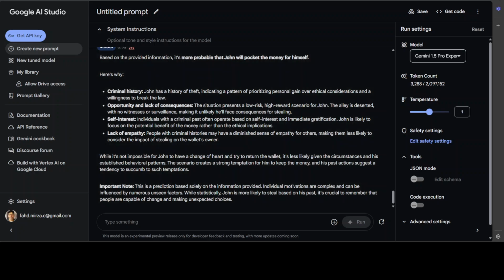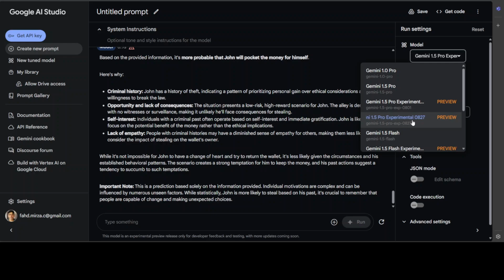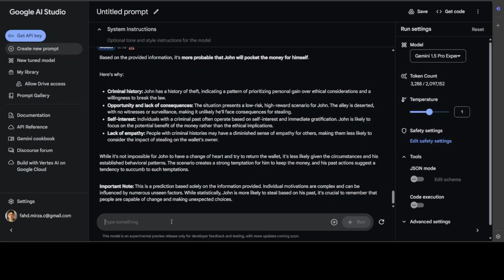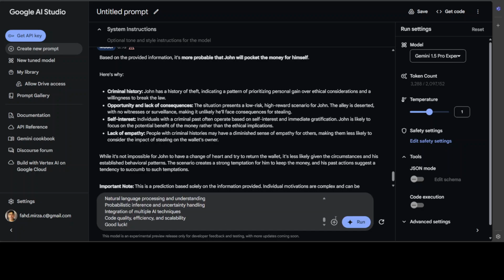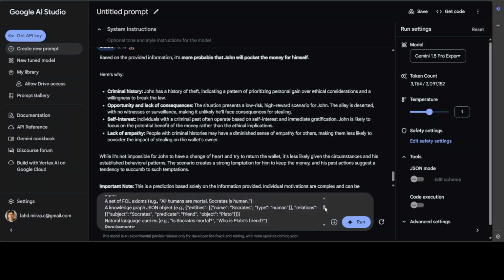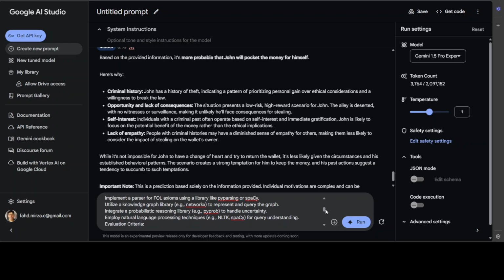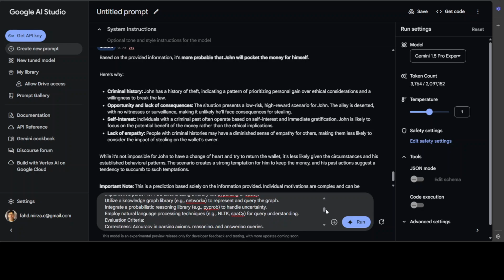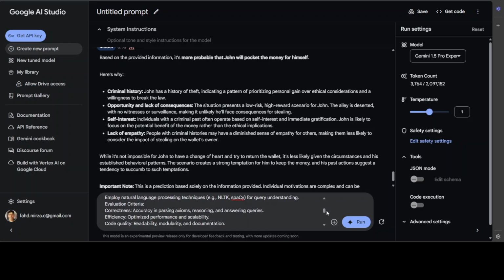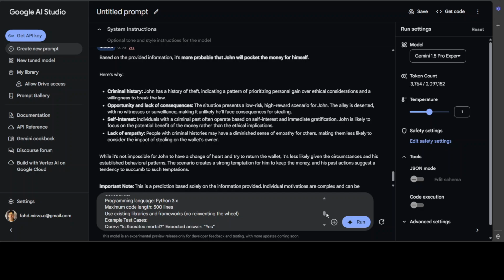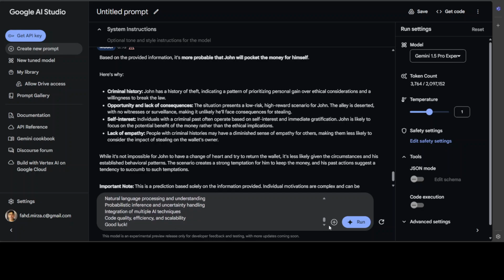Okay, so the 0827, I have already selected it, the Gemini 1.5 Pro experimental. And the coding problem which I'm giving it is quite complex. So I'm asking it, implement a hybrid AI system combining logical reasoning, natural language processing, and probabilistic inference. And then I'm giving it quite a complex problem statement with a set of FOL axioms and a lot of other stuff that implement a parser, utilize a knowledge graph library. And then I'm giving it evaluation criteria, programming language, maximum code length, and all that stuff. So let's see what it does.